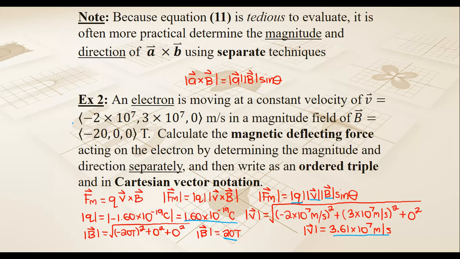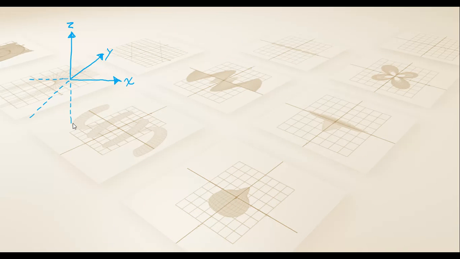Now I want to go back here and actually sketch the vector v, which is -2 times 10 to the 7, and then 3 times 10 to the 7 meters per second. I'm just going to rewrite this vector out here so we don't have to flip back to the other page. So my velocity vector as an ordered triple was equal to -2 times 10 to the 7, 3 times 10 to the 7, and no z component.